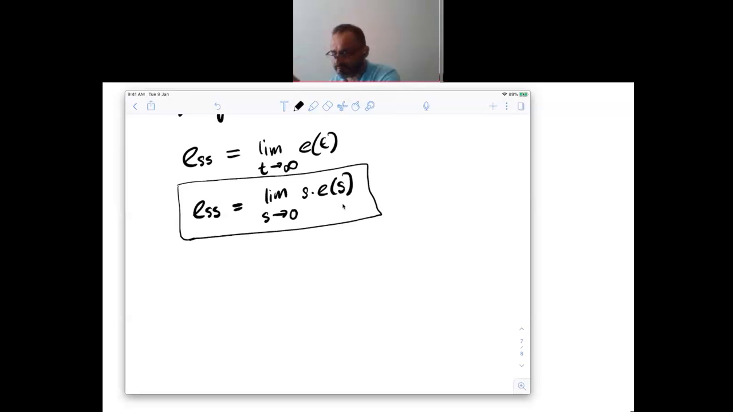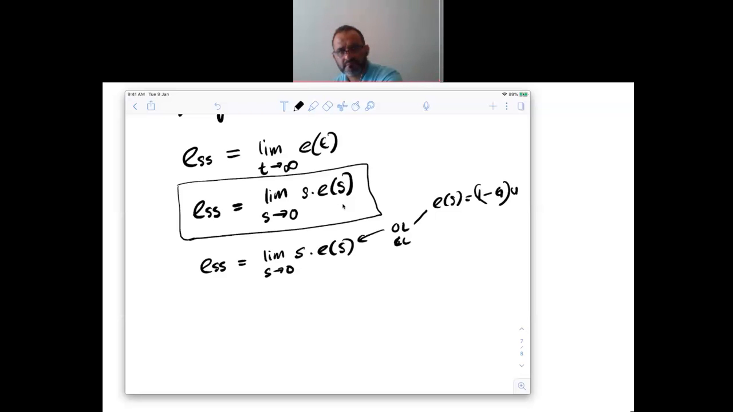For the Laplace domain, ess is equal to the limit as s goes to 0 of s multiplied by E(s), but that E(s) part depends on whether you have open loop or closed loop. So which one are you going to use? For open loop just now, your E(s) is equal to 1 minus G multiplied by U. For your closed loop, your E(s) is equal to 1 over 1 plus GH multiplied by U. That's how you are going to decide.